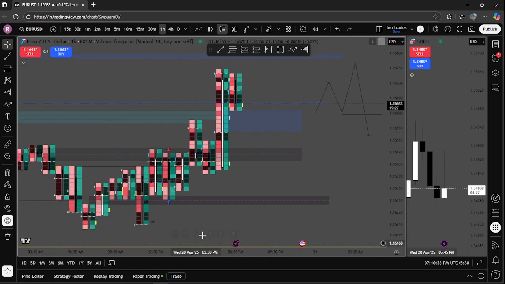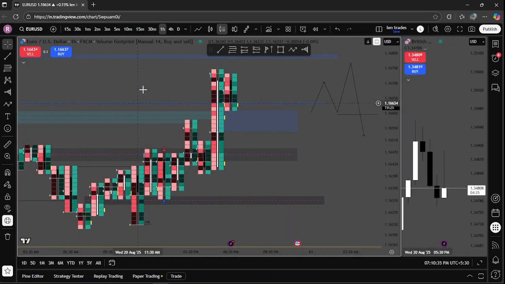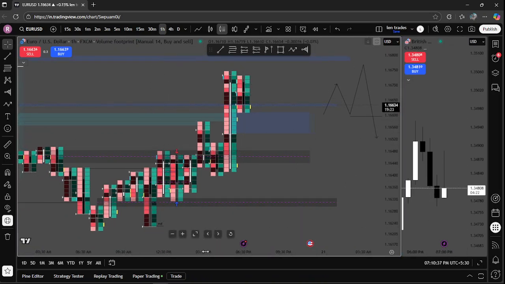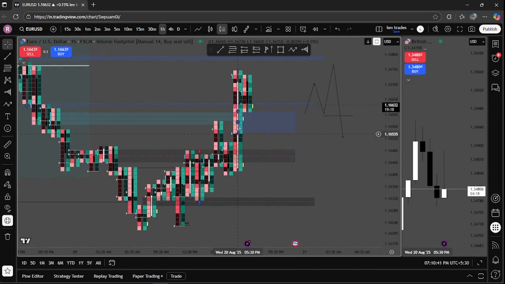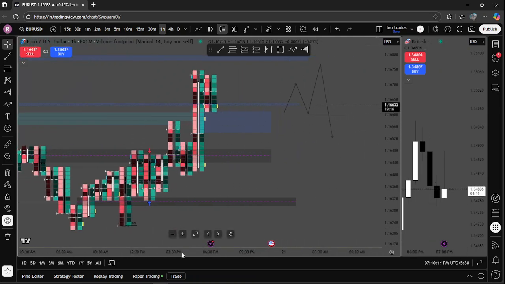If you look specifically at this level, we broke through all of these highs with very little effort. All this light color shows that there was not a lot of buying going on in the market. Buyers were easily able to put the price higher. That means there is no resistance. Okay, there is no resistance.